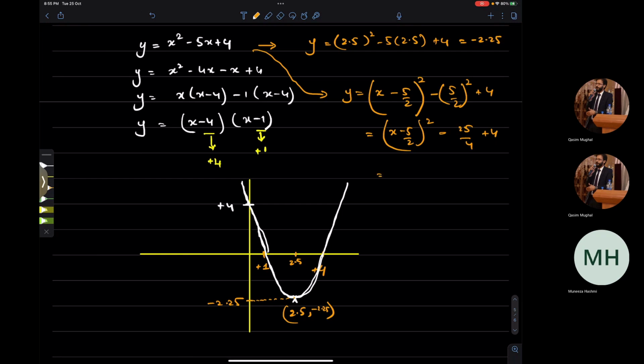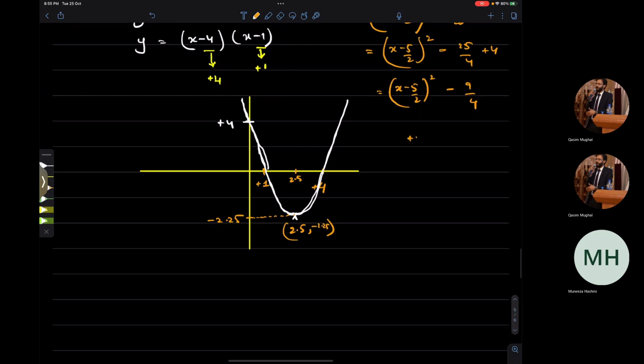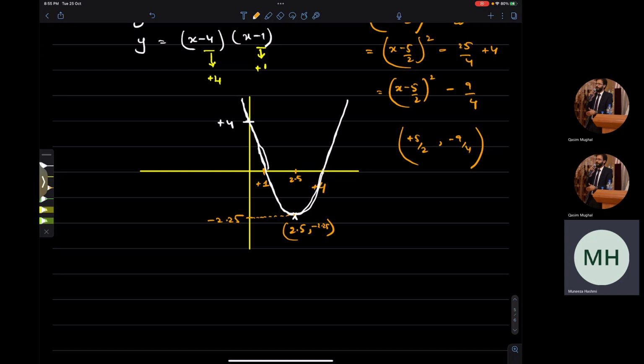And 4 times 4 is 16, plus 16 minus 25 is minus 9. So (x minus 5/2) whole squared minus 9/4. So the turning point is positive 5/2 and negative 9/4. Okay? Yes, sir. All right. So whatever method you are comfortable with, you can use both of them.